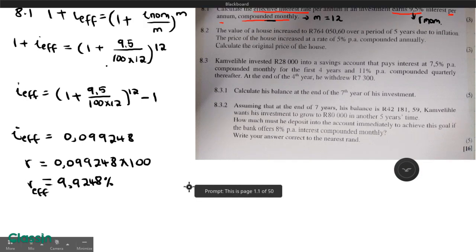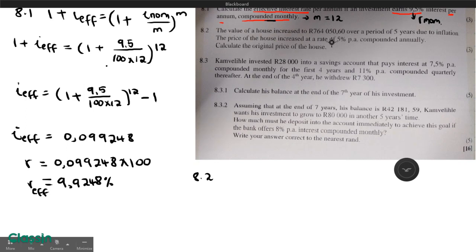Now let's go to 8.2. I'll bring 8.2 here. On 8.2, it says the value of a house increased to 764,050 rand 60 cents over a period of 5 years due to inflation. The price of the house increased at a rate of 5% per annum compounded annually. Calculate the original price of the house.